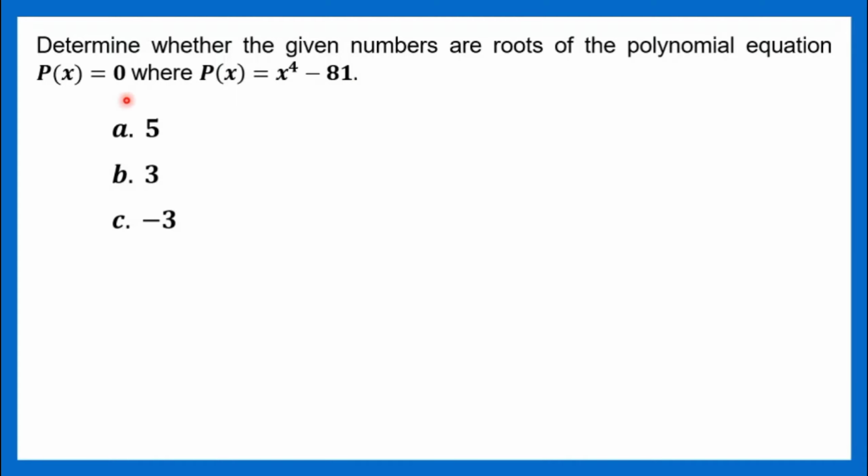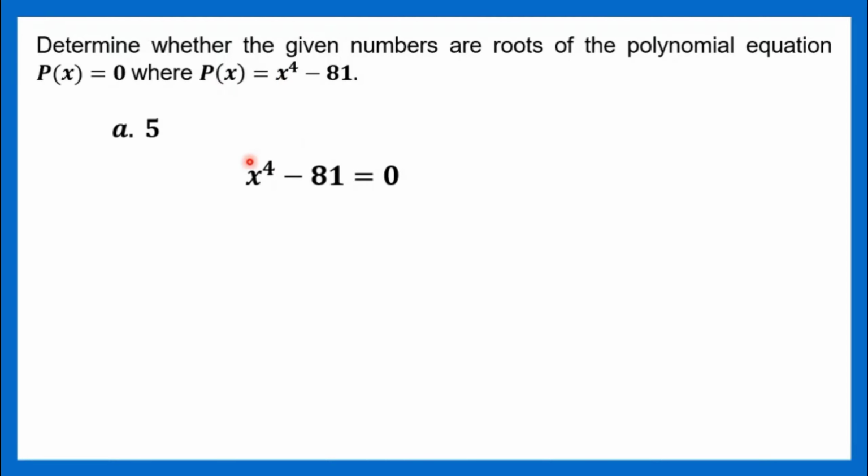Paano kaya ang complete process of this? So, let's start with A, which is 5. So, para mag-solve ng ganito, ito po ang pinakauna natin gagawin. So, nakalagay dito, p of x is equal to 0, tapos ang p of x is equal to x raised to 4 minus 81. So, ganito pa ang magiging form niyan.